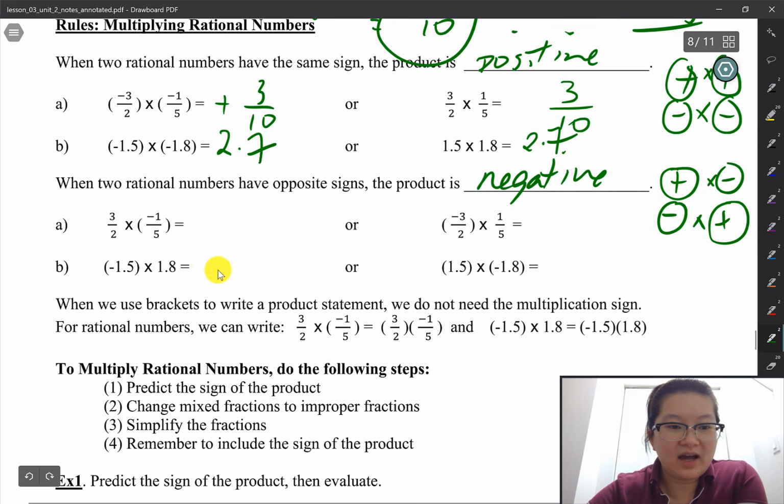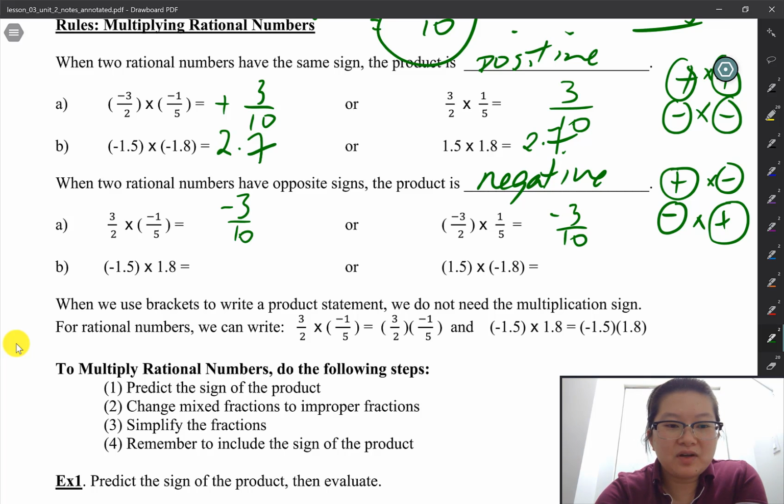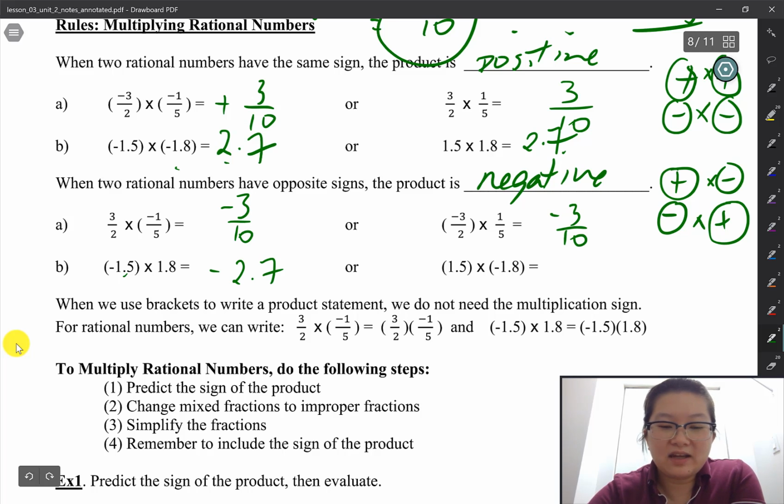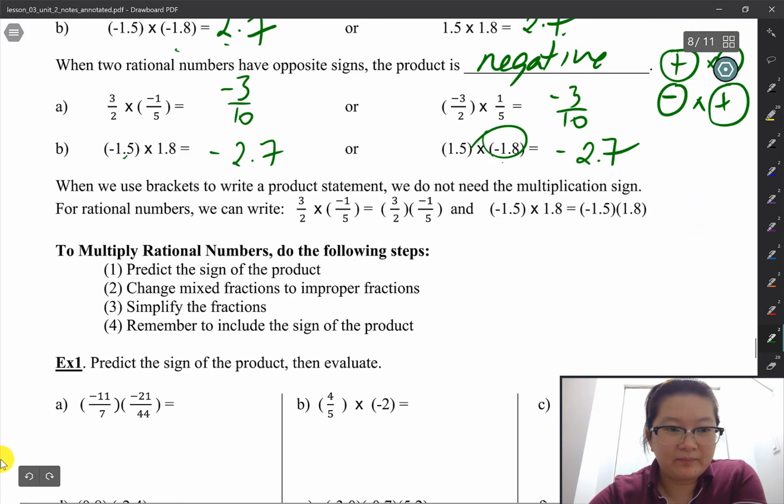Next up, I have pretty much exactly the same numbers as in the previous example, except that one of them is a negative, one of them is a positive. So I get negative 3 over 10, and this one is negative 3 over 10 as well, since only one of the numbers is negative. Here, I'm going to get exactly the same number, 2.7, except one of the numbers is negative, so I get negative 2.7, and in this one the second number is negative, so I still get negative 2.7. Very easy, it's just a quick check of that understanding. Okay, so let's keep going.